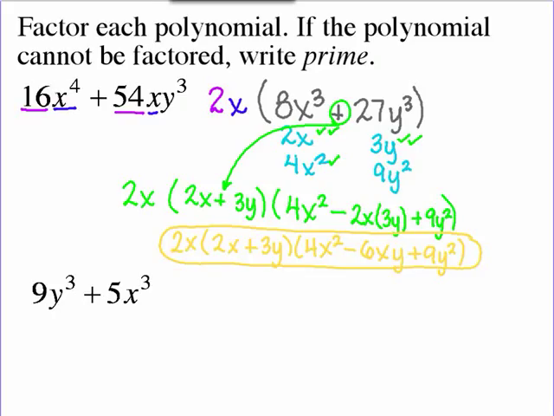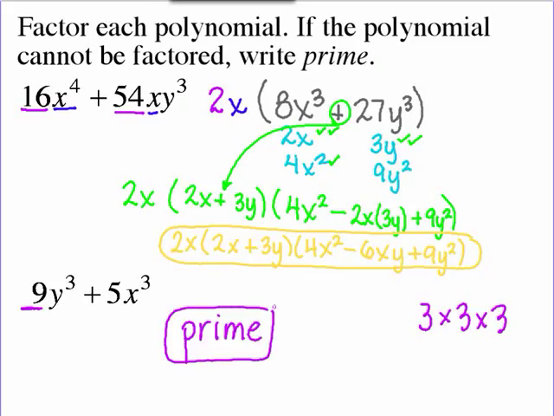All right, so we're going to go ahead and look at that bottom one. 9y cubed plus 5x cubed. So is there something in common that you can take out with the 9 and the 5? No, there's nothing in common. So now I need to look. Is 9 a perfect cube? What is cubed to give me 9? What's 3 times 3 times 3? 27. Nothing. There's nothing that's cubed to give me 9. I can't factor it out. So as a result, this one is prime.